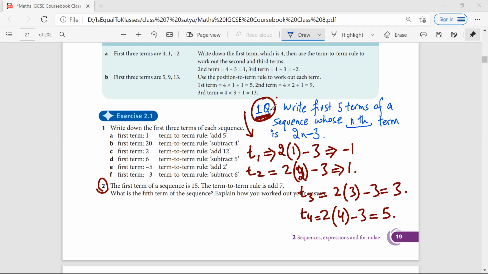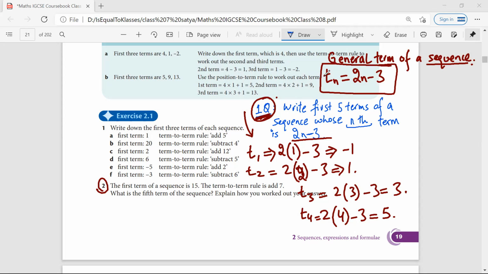Satya, have you understood this question? Yes, sir. Satya, in this question, write first 5 terms of a sequence whose nth term is 2n minus 3. So what this question means is that this nth term is known as the general term of a sequence. You can note this down. General term of a sequence. So the general term which is given to me is 2n minus 3. So any term of this sequence would be 2n minus 3.